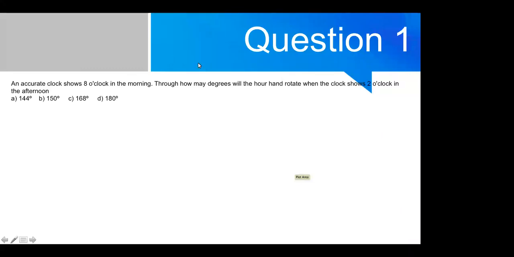First question, what's the answer? So 6 hours, we know that in 1 hour it will move 30 degree because they are speaking about our hour hand.